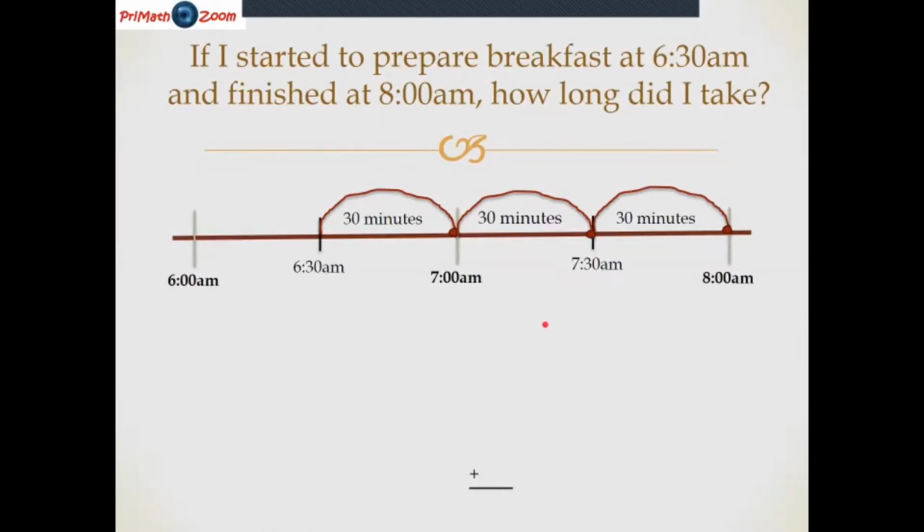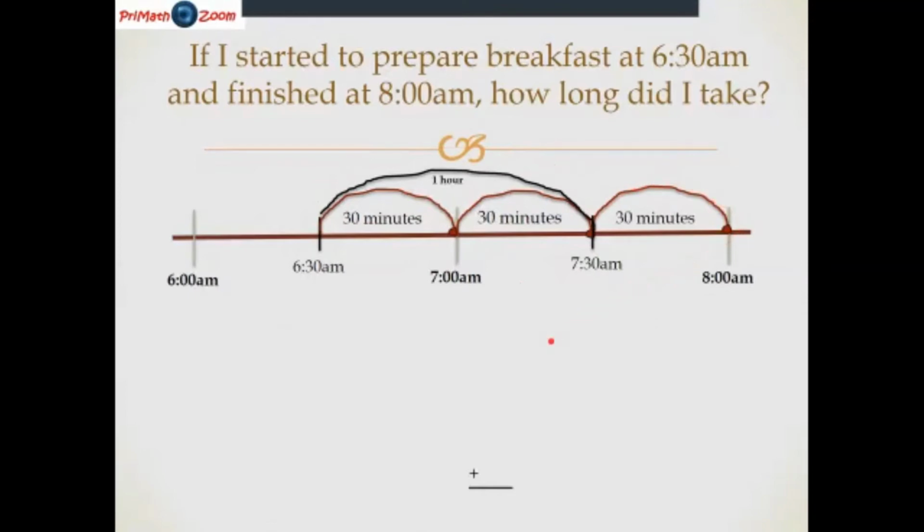Now, here we know that 30 minutes and 30 minutes is also equal to 1 hour, because 1 hour is 60 minutes. So if we have from 6:30 a.m. to 7:30 a.m. giving us 1 hour, then we know that this other 30 minutes would mean that from 6:30 a.m. to 8 a.m. would be 1 hour and 30 minutes.